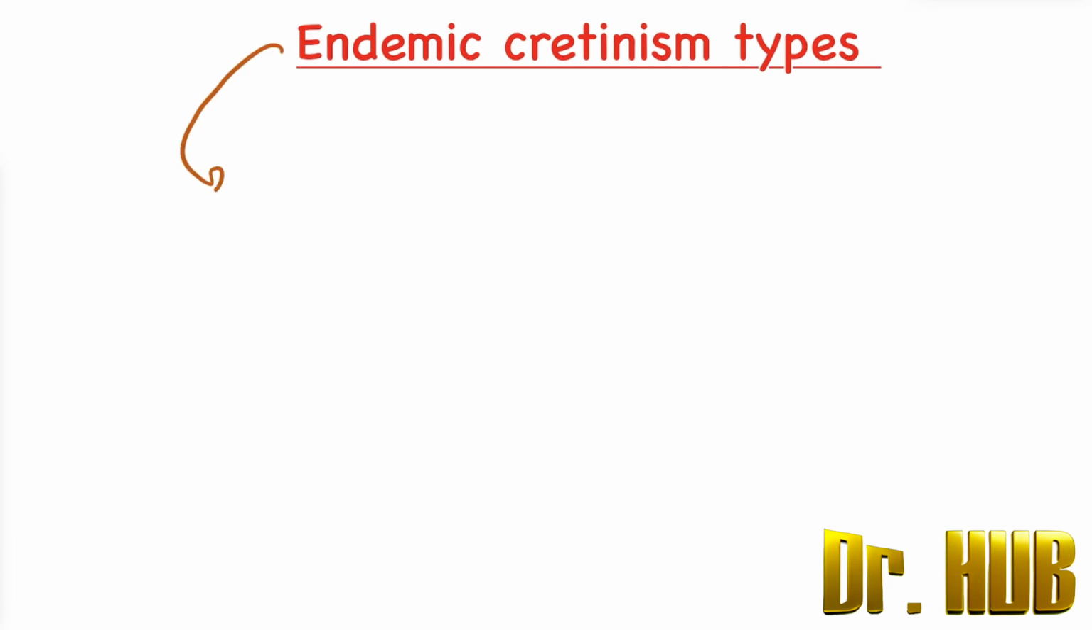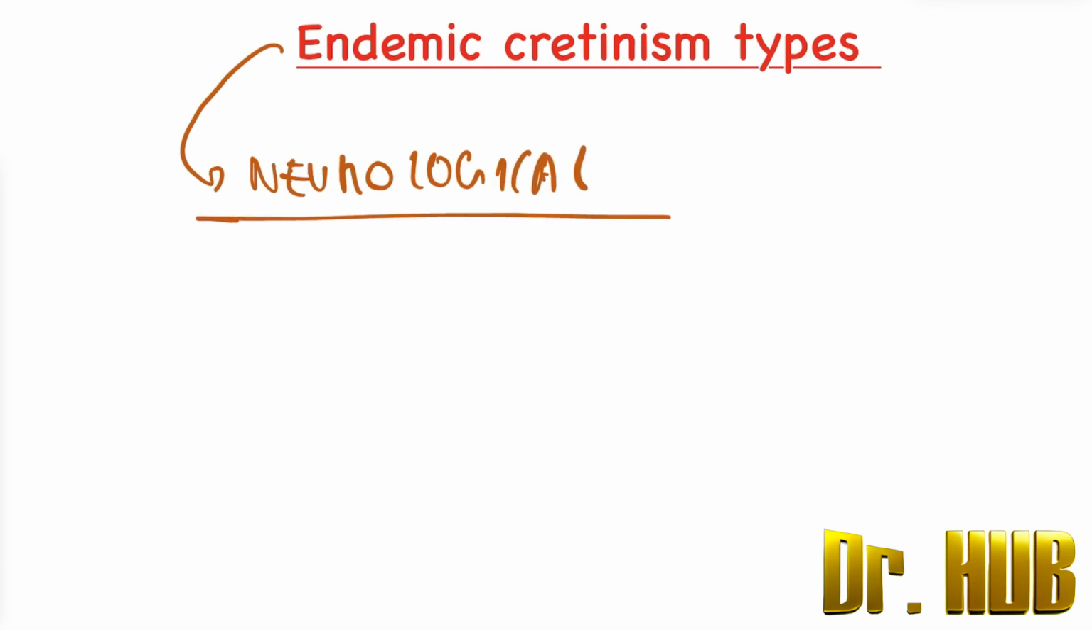Today we'll look at endemic cretinism and its types. The first type is the neurological type. Here there is goiter. It shows presence of the goiter and it is euthyroid.